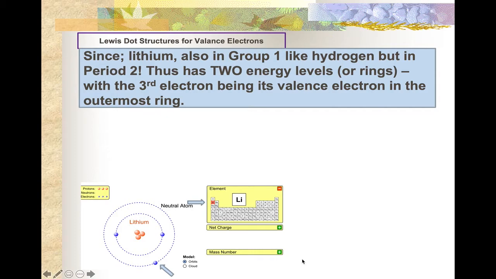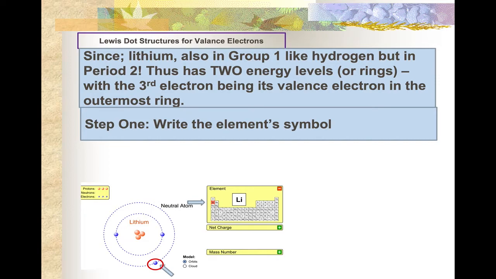I put it on the second ring, the valence ring. There's where it goes. So it only has 1 valence electron. It has 2 core electrons, but you'll never get to those. There's not enough energy, but you can strip off or add to that outer ring.